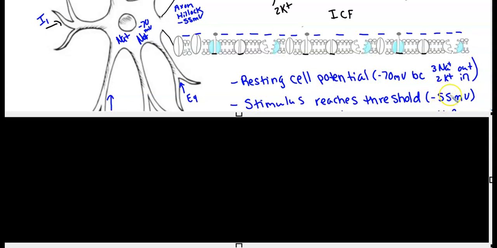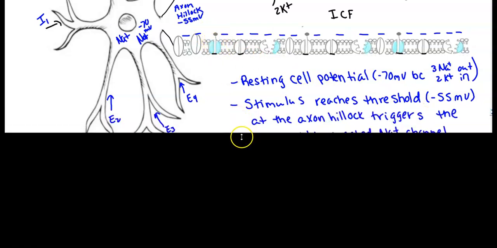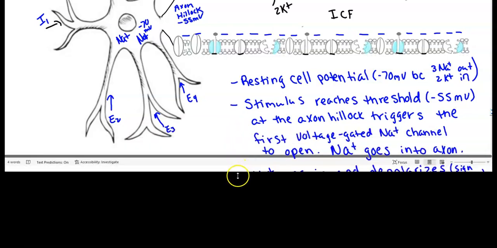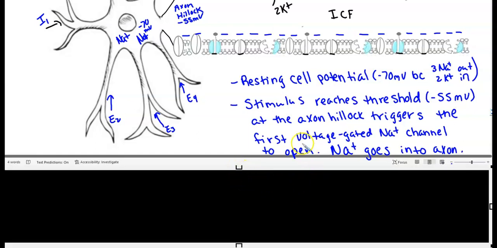If we reach that magic number and we don't go sub-threshold, an action potential is going to start, and it starts with this sodium channel there. And so this is at the axon hillock. Just get that moved out of your way so you can copy that down. Okay, so this is at the axon hillock. It's going to trigger the first voltage-gated sodium channel to open, and then sodium will go into the axon. Remember, sodium was being kicked out by the pump, but this is going to allow sodium to come in.